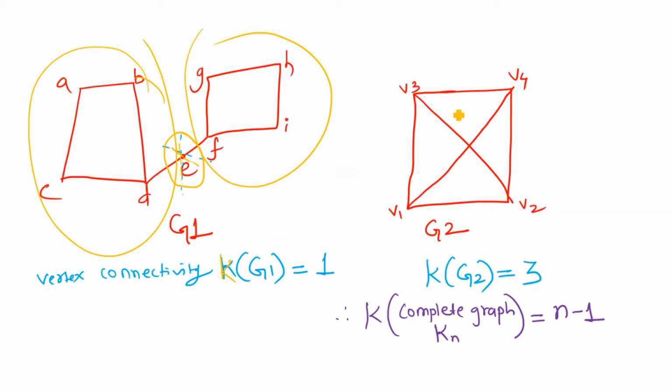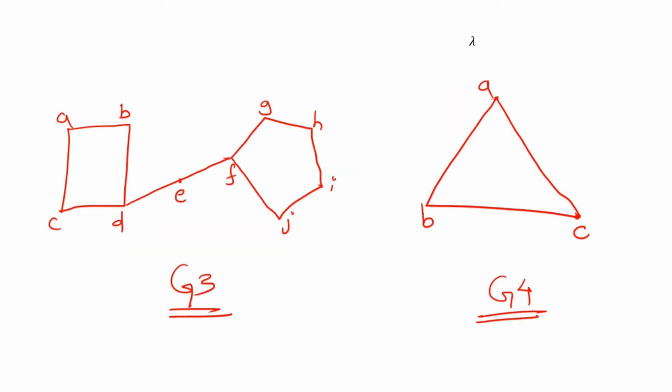And as this is a complete graph with 4 vertices, how many vertices should I remove so that my graph gets disconnected into two or more portions? For the complete graph, I tried removing this vertex, and my graph is still connected. If I remove this one, my graph is still connected. If I remove this vertex, then I will have a graph with only one vertex. So for a complete graph, n minus 1 is the vertex connectivity. So the vertex connectivity is 3 for this complete graph with 4 vertices.